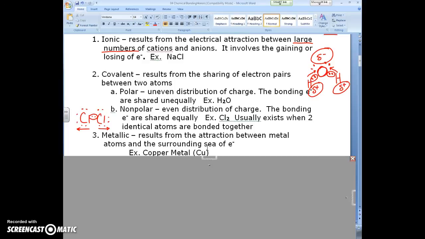And so our example here, copper metal, it's made up of a whole bunch of copper atoms bonded together, and so we just represent it with the same symbol from copper.